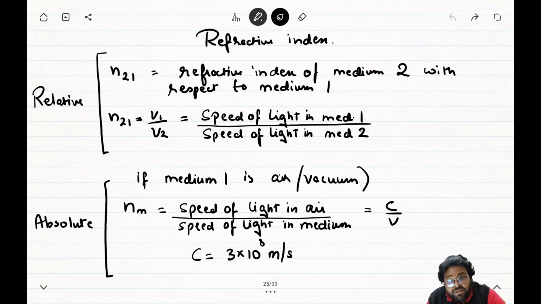It tells how much, to what extent, the light will bend when it travels from one medium to another medium.